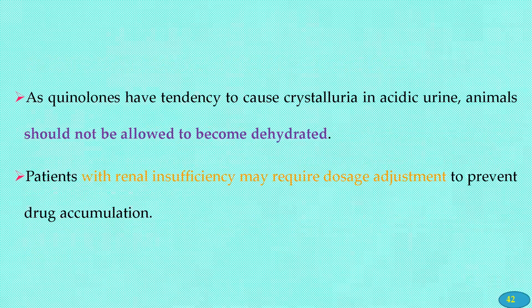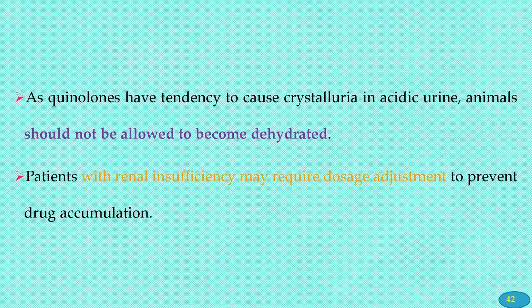As quinolones have the tendency to cause crystalluria in acidic urine, animals should not be allowed to become dehydrated. Watering is always very much required. Patients with renal insufficiency may require dosage adjustment to prevent drug accumulation.